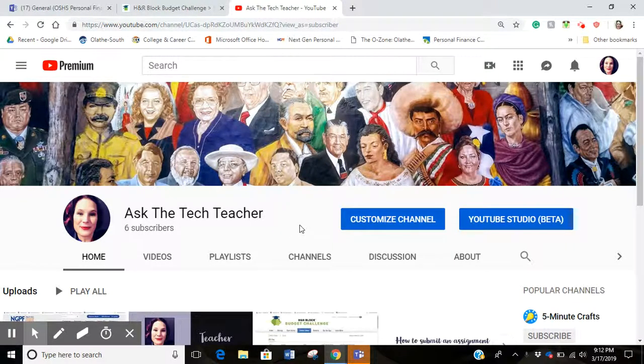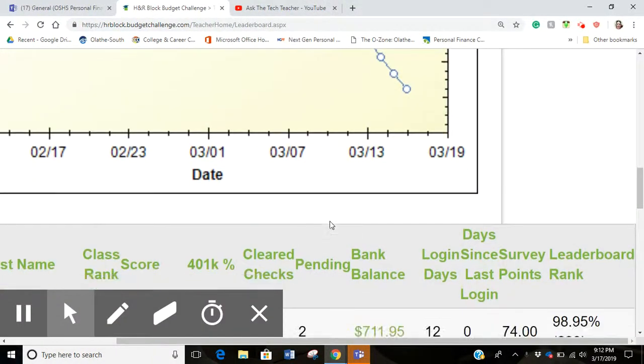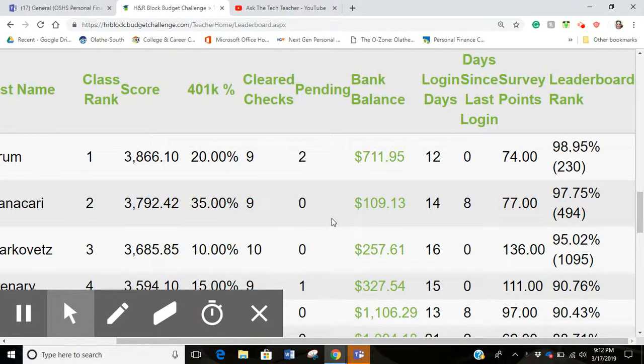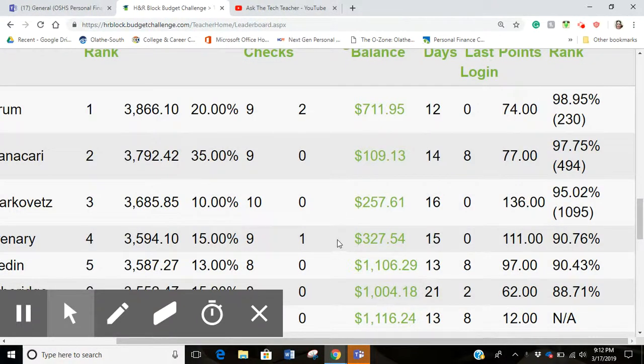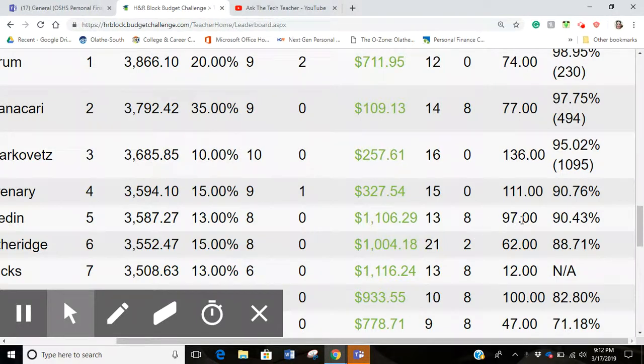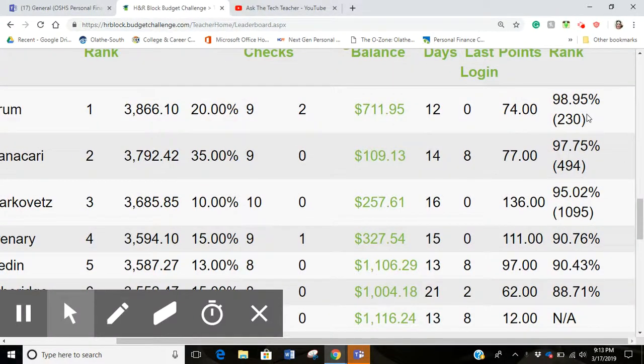So first, I want to recognize the students who did log on to H&R Block Budget Challenge and for the work that you did. Here are some of the class rankings for first hour. So you can see Chelsea and Chris, Tyler, Ashley, Alexis, Sydney, you're doing phenomenal. Chelsea's actually ranked 230th out of 44,000. Chris, 494, and Tyler, 1,095. Great job.